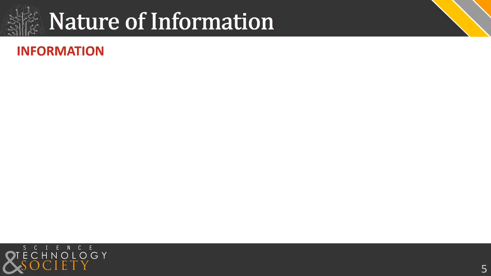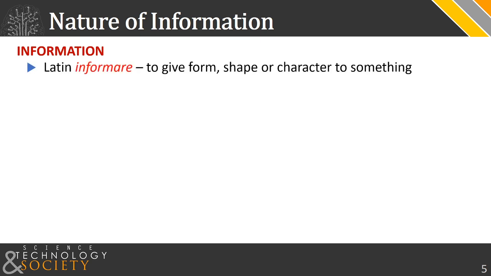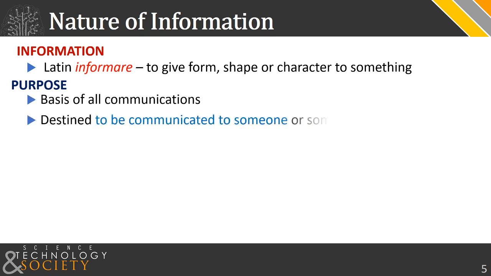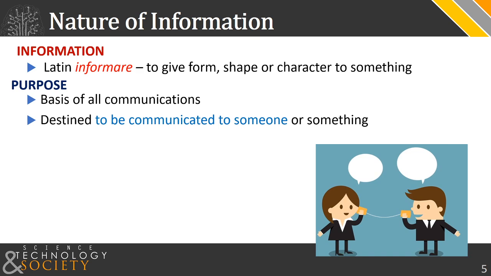Before we go to how the information age came to be, let's first look at what information is. Information comes from the Latin word, informare, which means to give form, shape, or meaning to something. The main purpose of information is communication. If it's not conveyed to someone or something, then information loses its purpose.